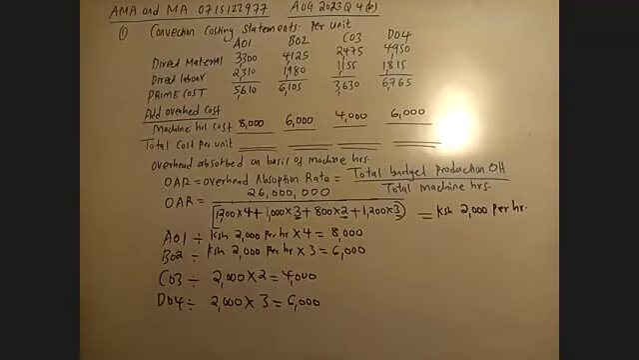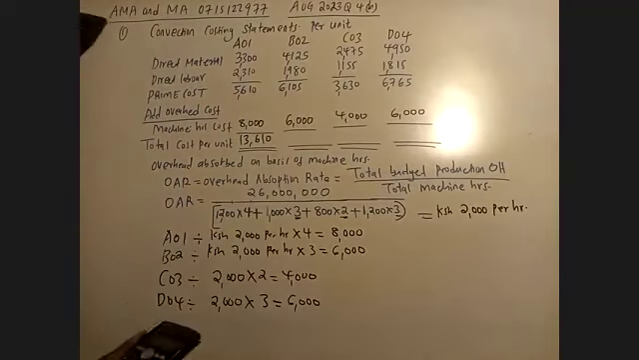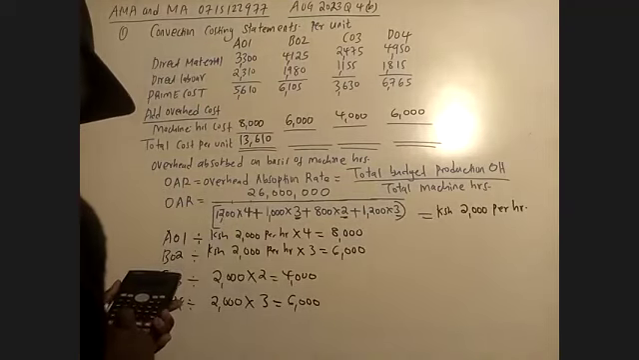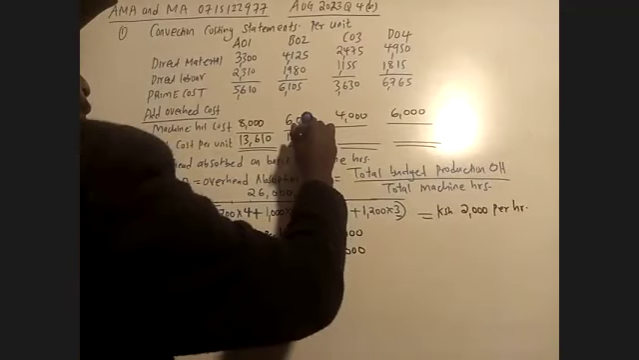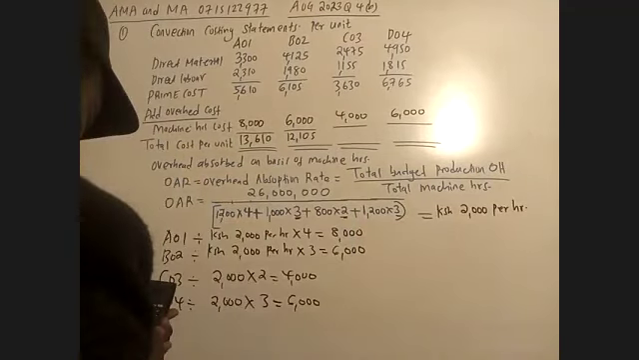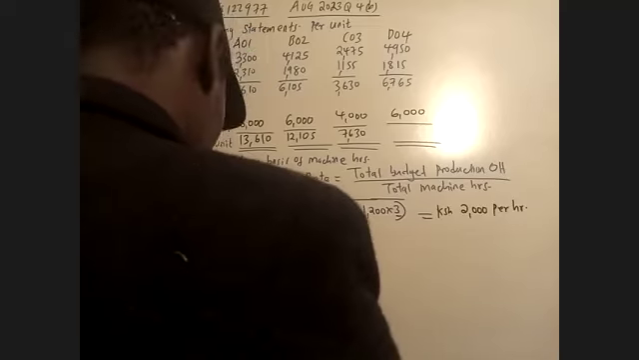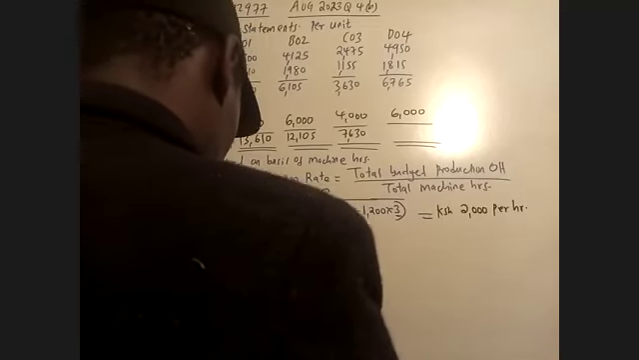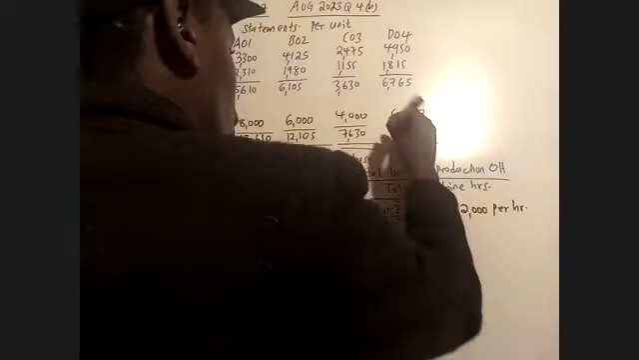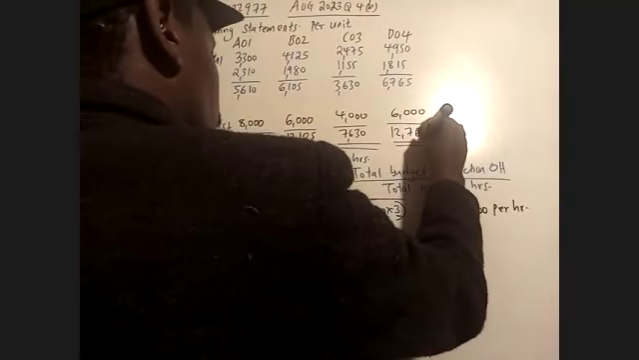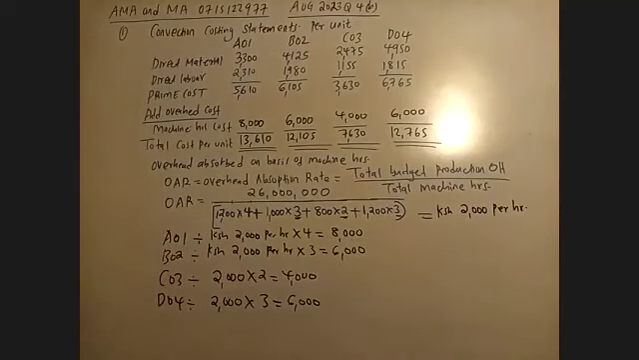So 5610 plus 8,000 is 13,610. Then 12,105 plus 6,000, 12,105, not 12,015. 3630 plus 4,000, then 7,630. Then 6,765 plus 6,000 is 12,765. So that's how you are supposed to do it for the first one.